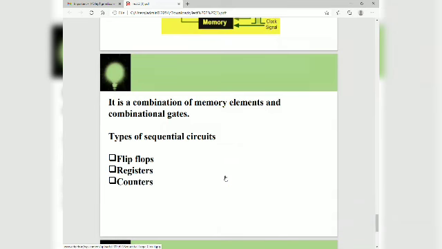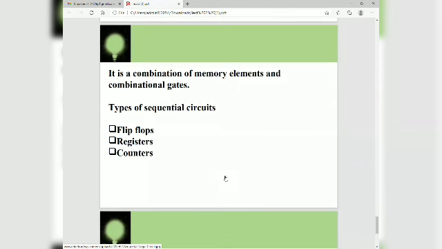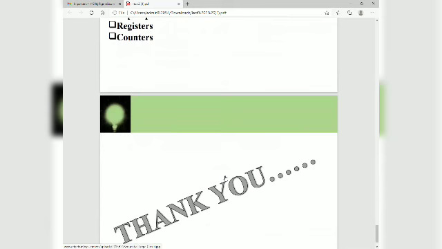Then the types of sequential circuits are flip-flops, registers and counters. So in today's session we learned about the logic gates and two types of circuits.